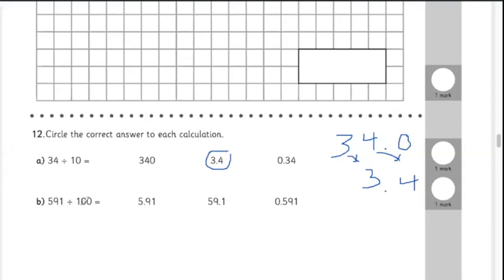Now, because there are 2 zeros in 100, we are having to move everything 2 columns to the right, which means our answer is 5.91. Ooh, get rid of that. Okay. All making sense so far.